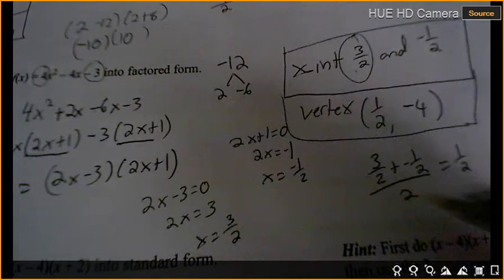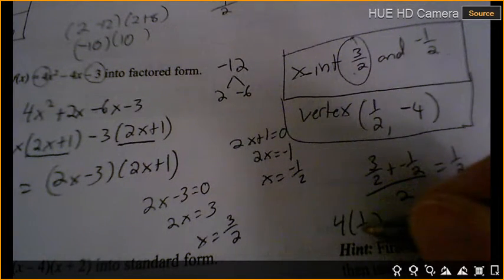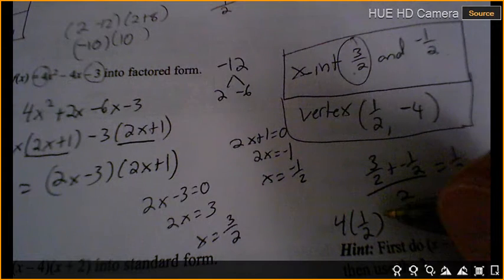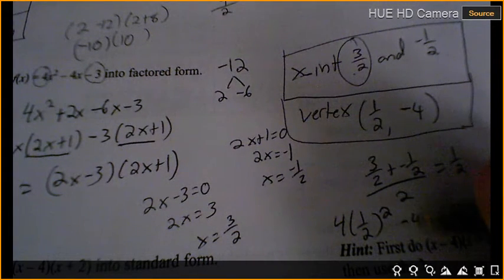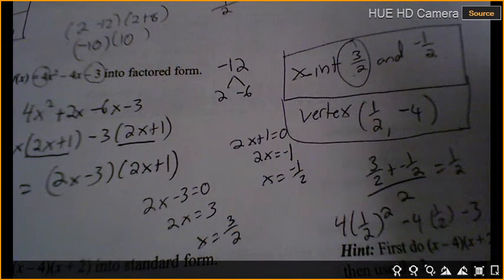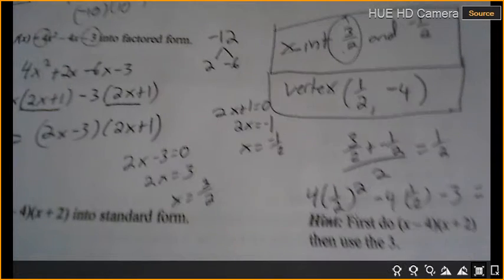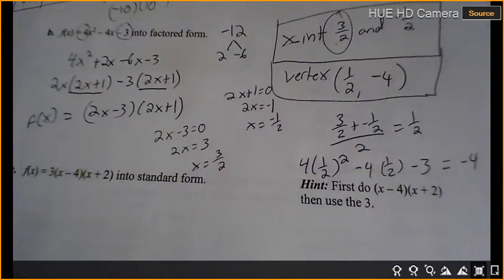Then in this case, I plugged it into standard form. You could have plugged it into factored form as well. 4 times 1/2 squared minus 4 times 1/2 minus 3. That gives me negative 4. So my vertex then, I'm going to zoom out just a little bit because it's not showing up completely. So my vertex is 1/2, negative 4.